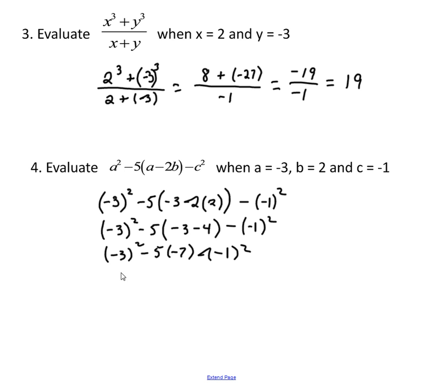Now we do some exponents. Of course, -3 squared means -3 times -3. That's +9. The negative goes away. Minus 5 times -7. Minus -1 squared means -1 times -1. That's +1. So in fact, we have 9 minus, we do some multiplication, minus 5 and -7 becomes plus 35 minus 1. If we do our addition and subtraction left to right, 9 plus 35 is 44. Minus 1 gives us 43 as the result.